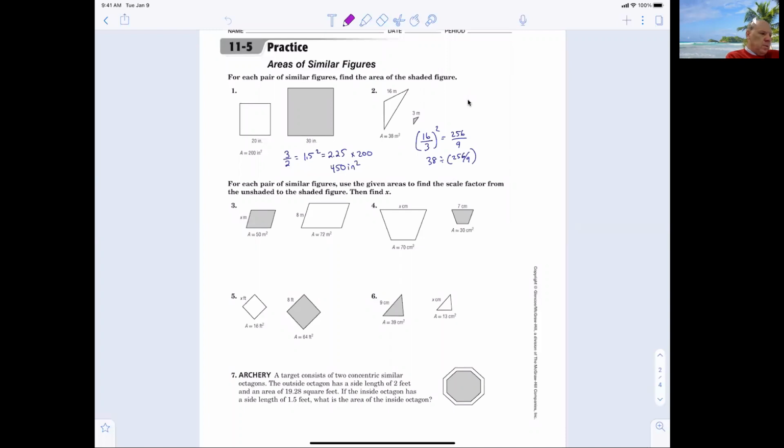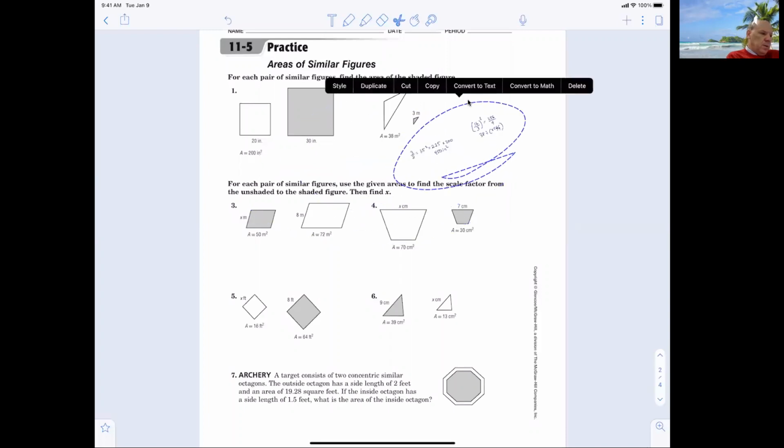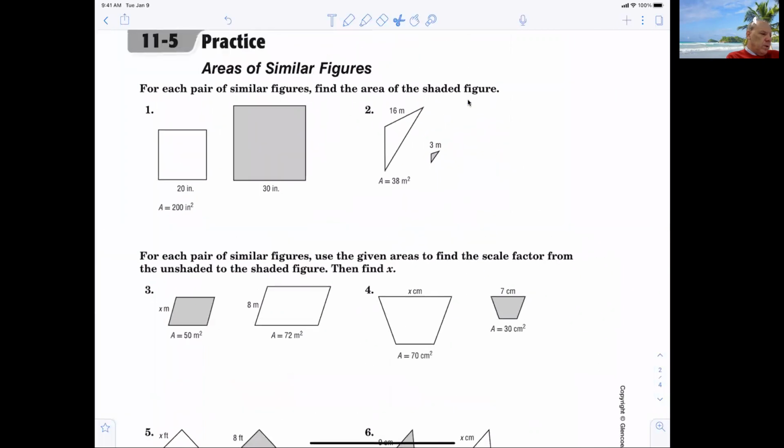What did we get? I'm just going to erase all this. What do we get for question number 1? 450. Anybody have any issues? 450. All right, let's figure out why.